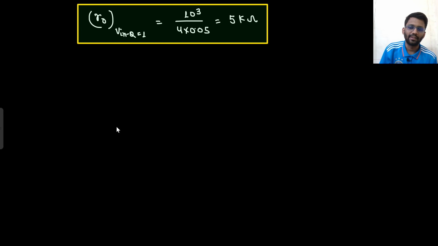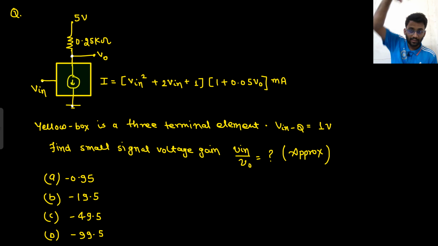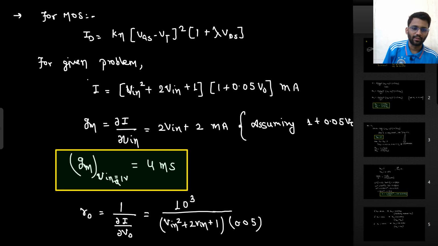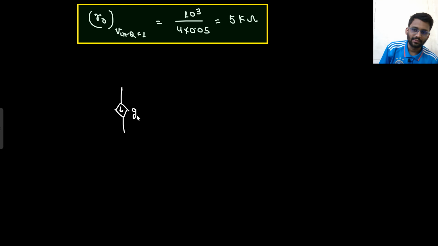So basically, what is your device? Simply your device is some GM V in current is flowing. What is the direction of current? Downward. That's why I made this current downward. Some GM small signal current V in is flowing. Then there is a R naught, that is 5 kilo ohm.